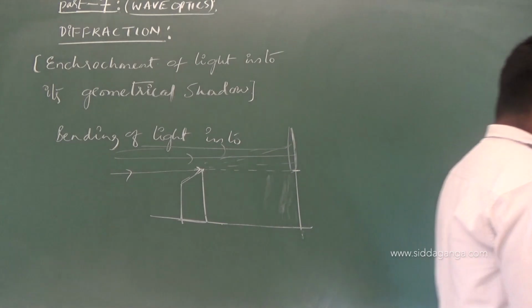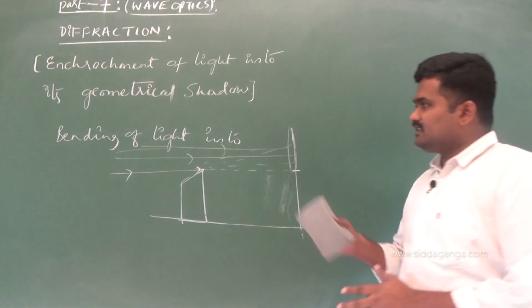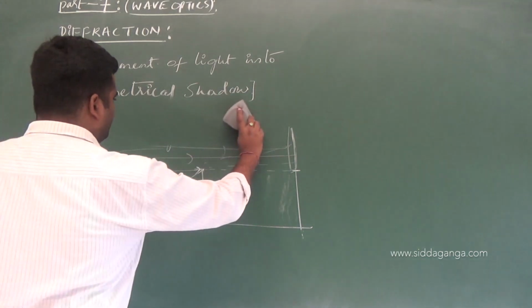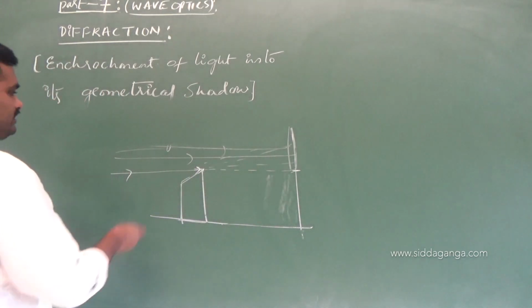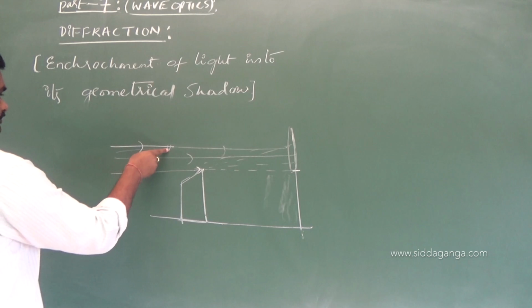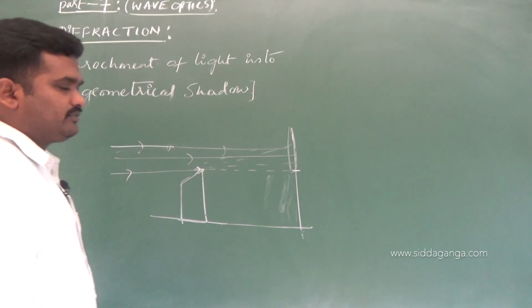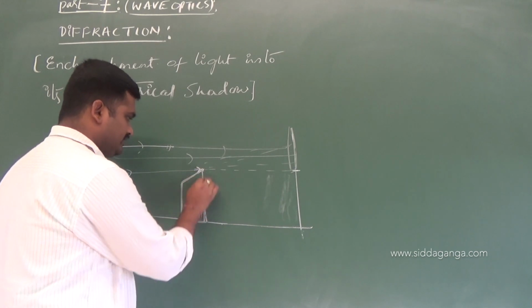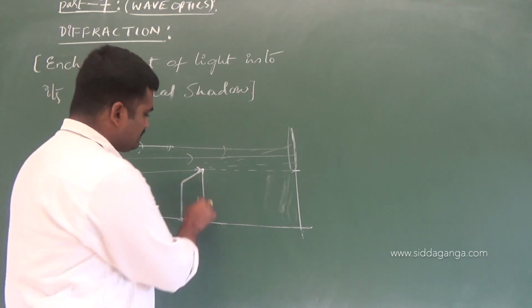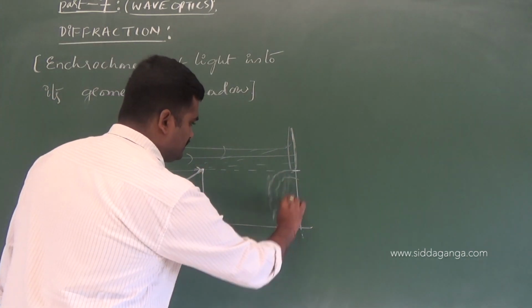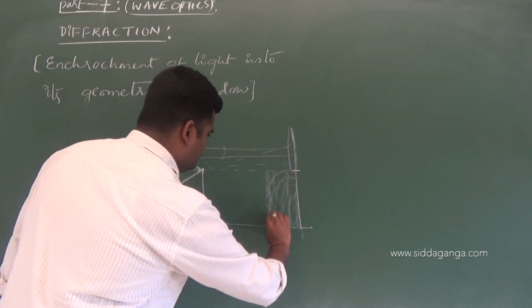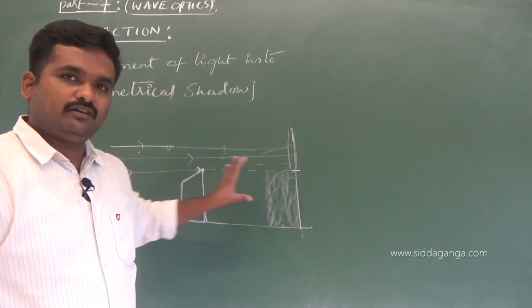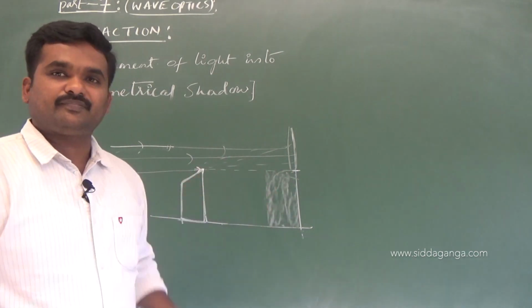So now, if light doesn't have this property called bending, or encroachment of light, I told you, what is the meaning of encroachment? Bending or projection of light into its geometrical shadow. This is the geometry of the object or obstacle which you have taken, and its geometrical shadow is in this region only. This is the region where we are going to have the geometrical shadow of the object.